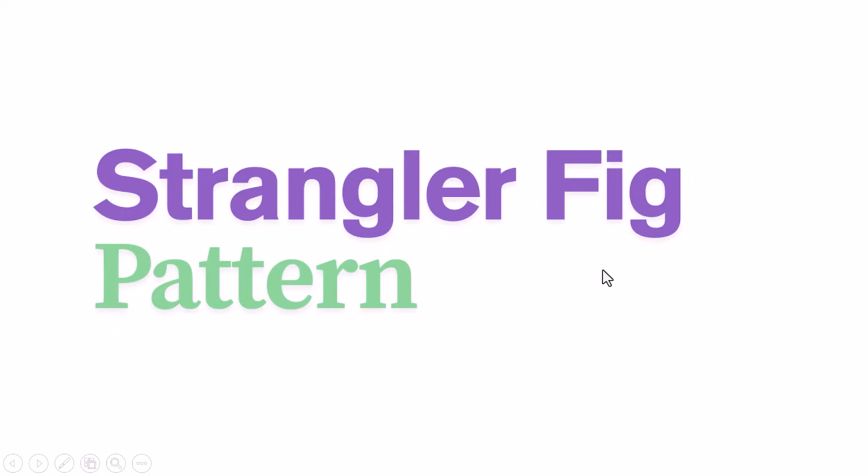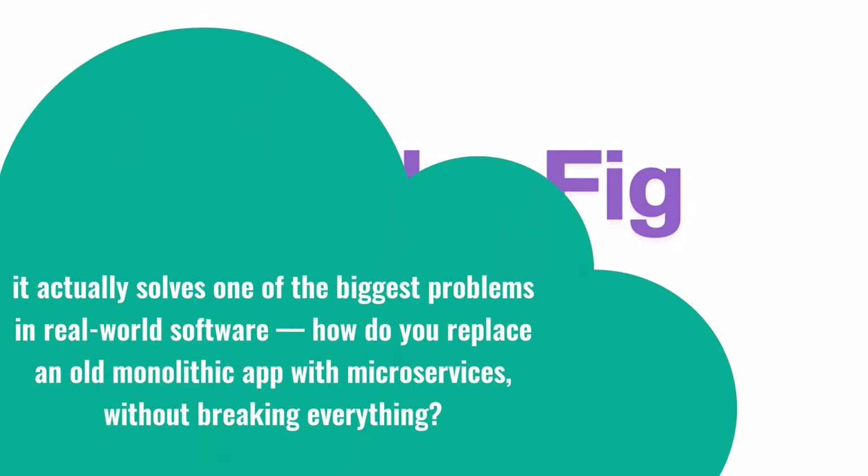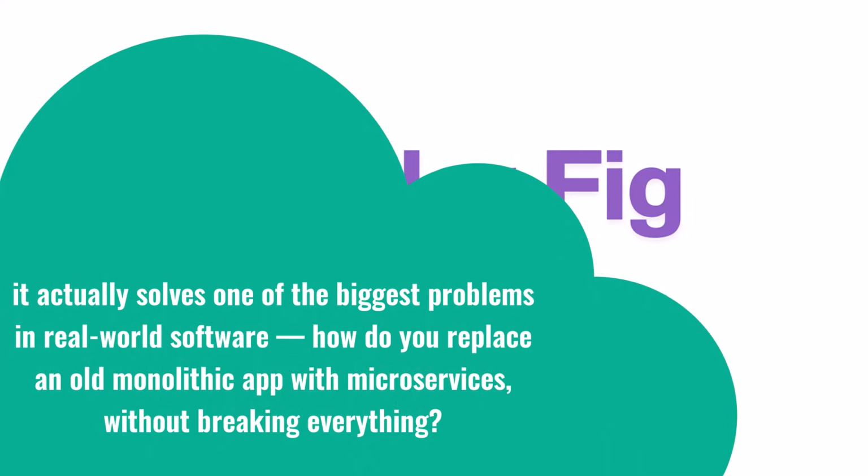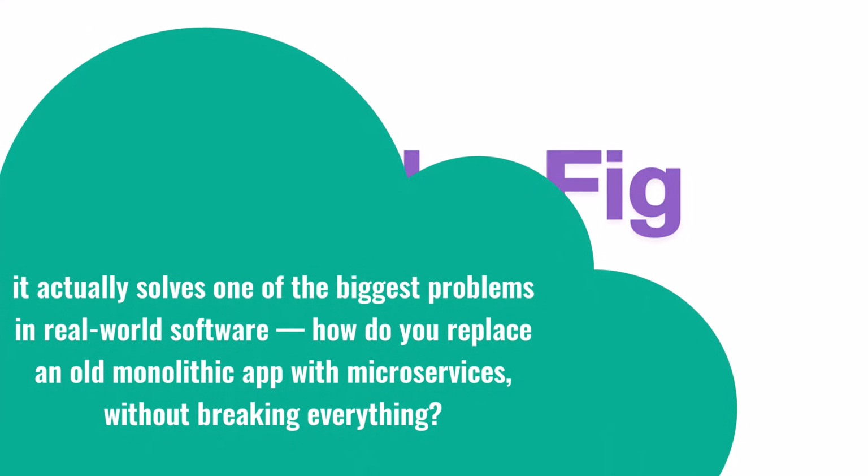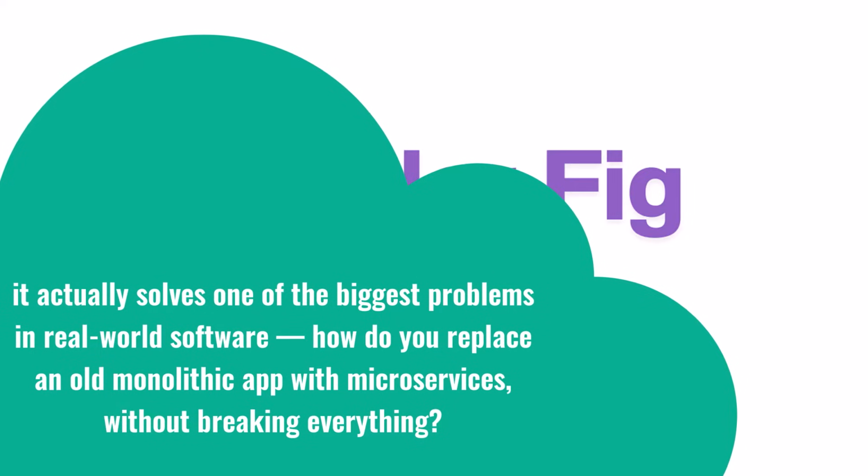Hey everyone, welcome back. Today we are breaking down a pattern that's incredibly useful if you are trying to modernize legacy systems without going through painful rewrites. It's called the Strangler fig pattern, and yeah, it's named after a tree, but it actually solves one of the biggest problems in real-world software. How do you replace an old monolithic app with microservices without breaking everything?